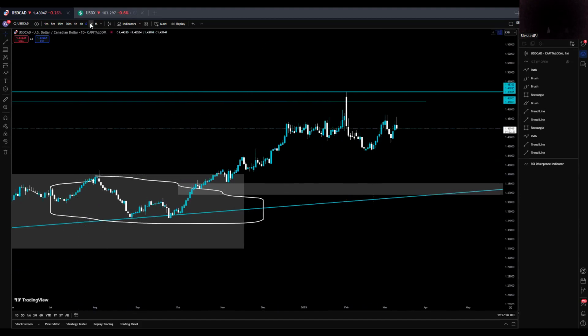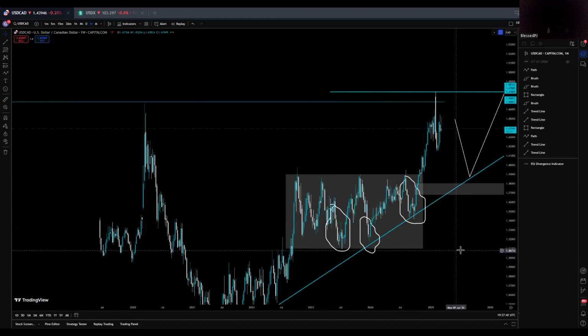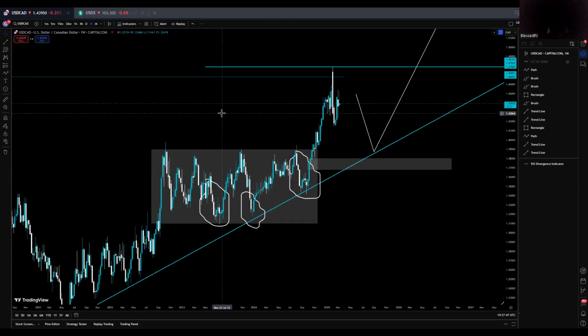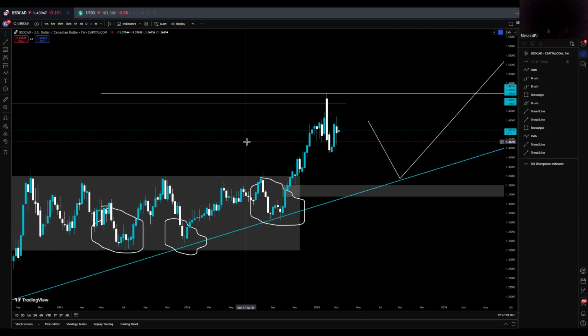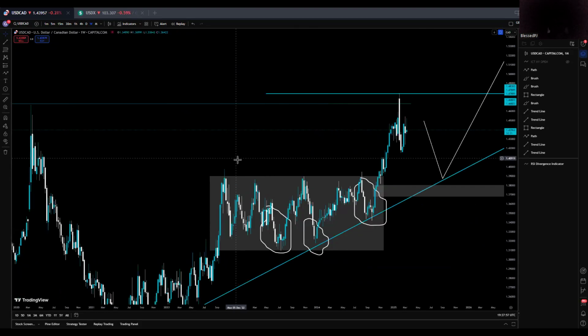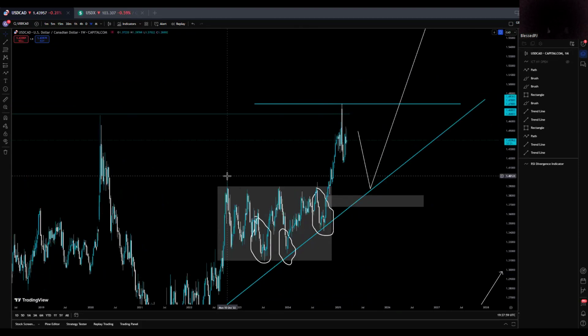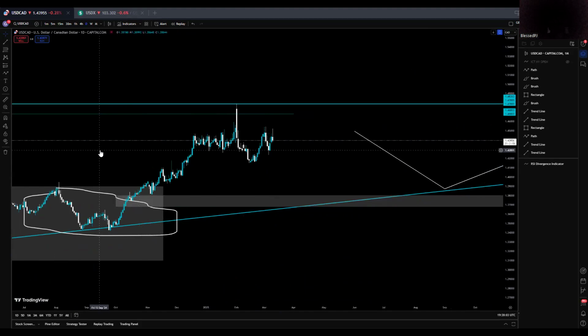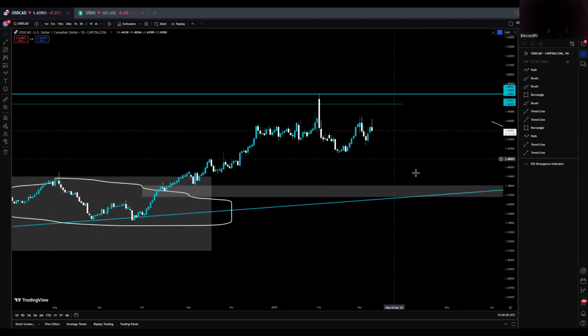Now, what are we looking for? We've done all the things we need to do. We've marked out zones, support, resistance, possible zones that the market will likely react to. But now, what are we looking for? We're looking for chart patterns. What are the chart patterns we can see and say, oh, this is going to give us this? That's why we're going to the smaller time frame, like the daily.